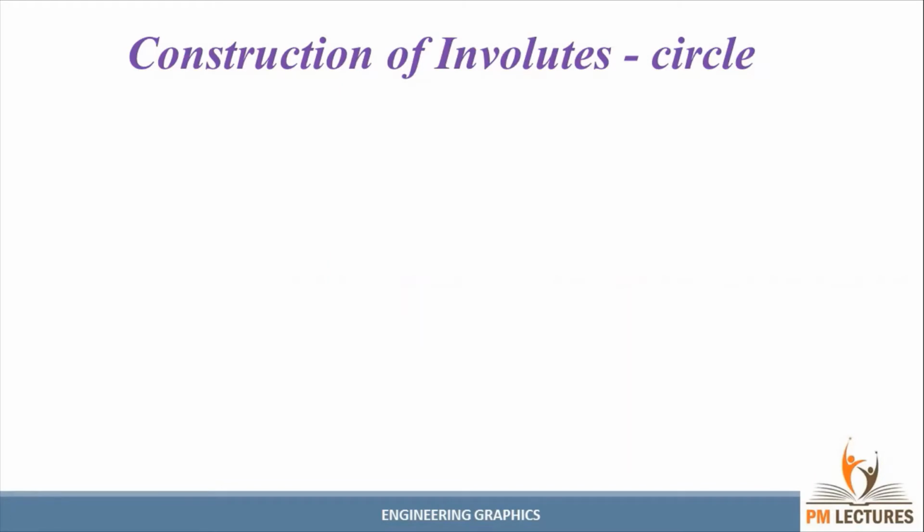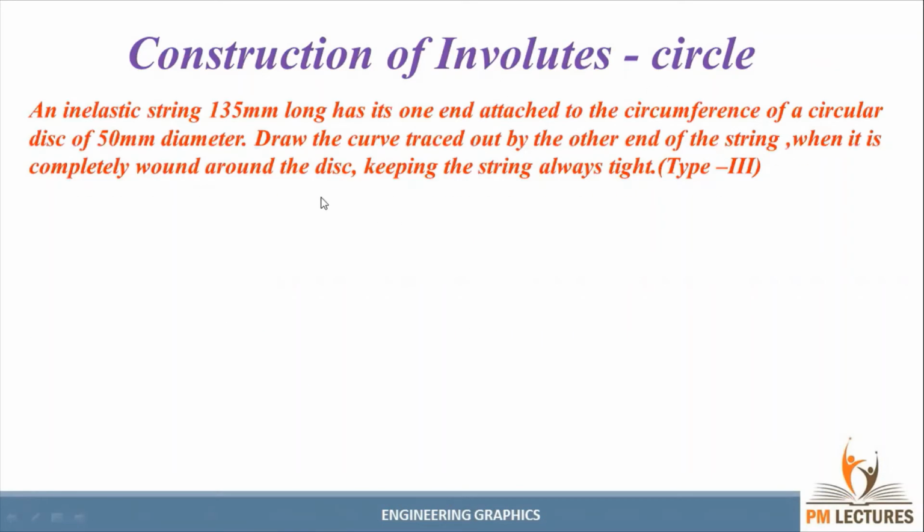This is Raj Kamal. So today we are going to discuss a topic called construction of an involute for a circle. Let's have a question here. An inelastic string 135 mm long has its one end attached to the circumference of a circular disc of 50 mm diameter. Draw the curve traced out by the other end of the string when it is completely wound around the disc, keeping the string always tight. This is the question given for us, and we consider this the third type.